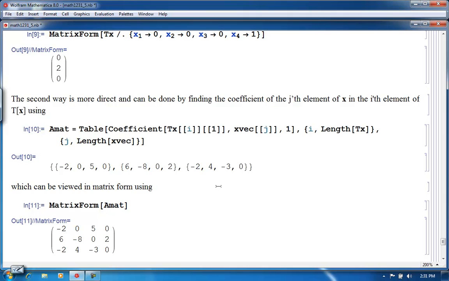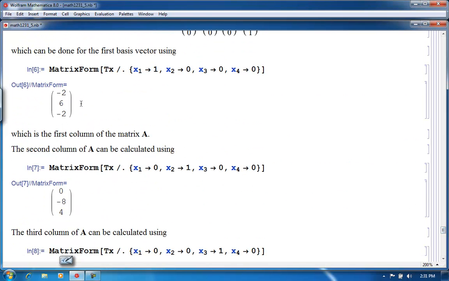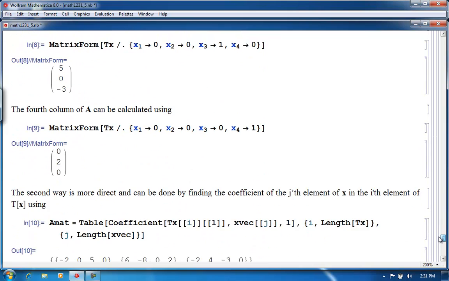And if we look, we can see the first row is -2, 6, -2, and if we go up here we can see that that's the same as this. So either method can be used.